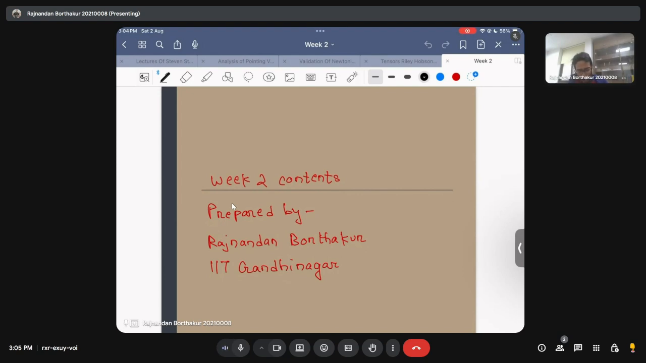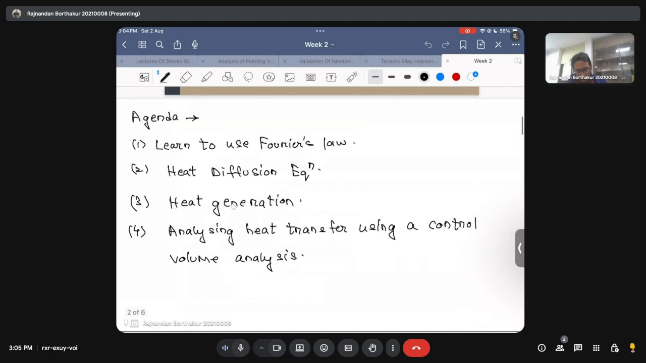Since Fourier's law is just the basic form of conduction heat transfer, we will be using Fourier's law very frequently, as we have already seen in the last class how to apply it. We will also be learning the fundamental equation which dictates how conduction heat transfer actually takes place. That equation is generally known as the heat diffusion equation. We will be learning all these things by something known as a control volume analysis.